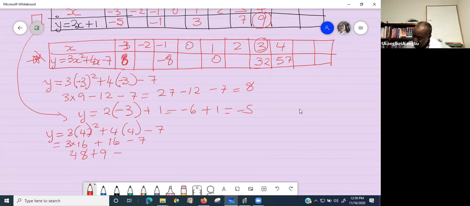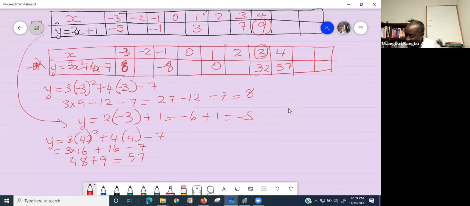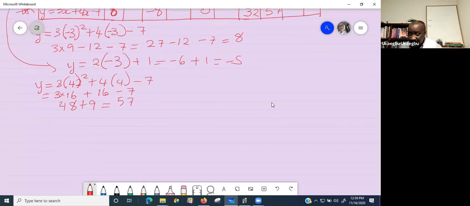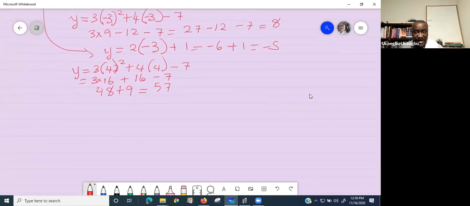Plus 9 will give us 57. So that's correct, 57. So now these are the values we are going to use. Of course, we also need the second one, but when we get there, you tell me and I'll write it. So now I am pretty sure everybody has a graph.